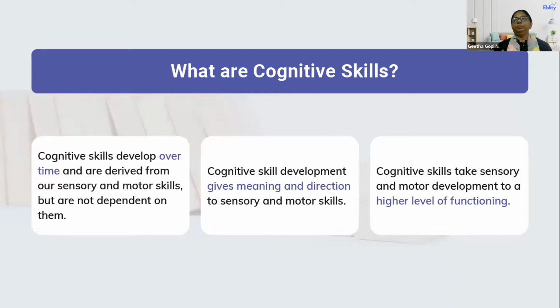motor development. Once a baby is 2 to 3 months old and so on, when they see certain objects which catch their attention, they try to reach for it. So here, the sensory motor skill is reaching for the object. However, the cognitive skill that develops based on that is, once they start reaching for objects, they learn exploratory skills. They start grasping those things. Once they've grasped it, they feel it.